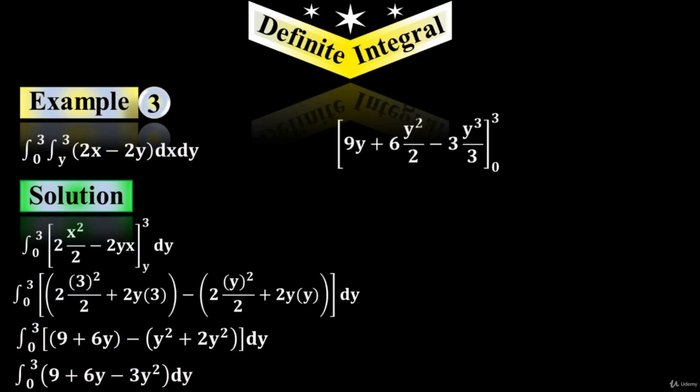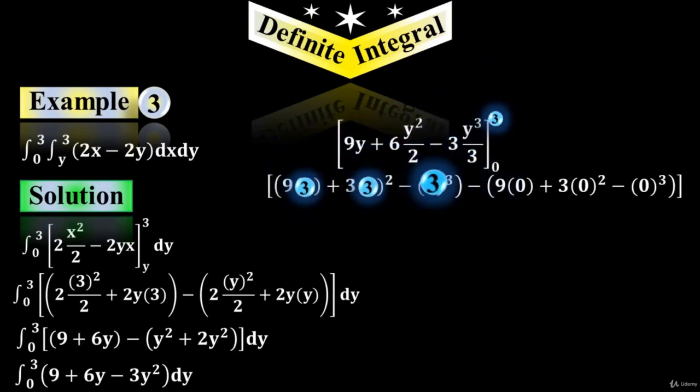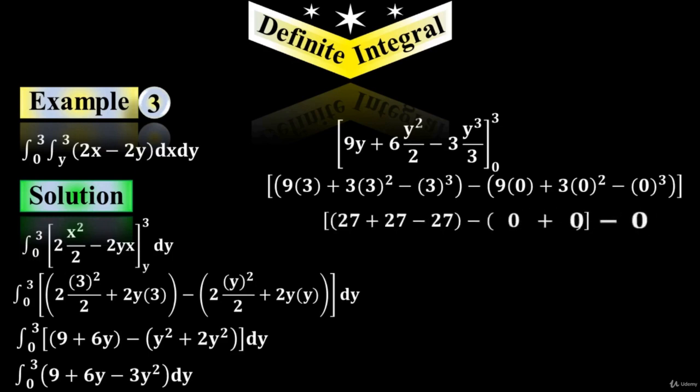Expand the limit here. Divide 6 by 2 to have 3. The upper limit is 3 and the lower limit is 0. Again, since we integrated with respect to y, we put the value of the limits in the y variable, not in x. Solve it further. This is the final answer for this equation.